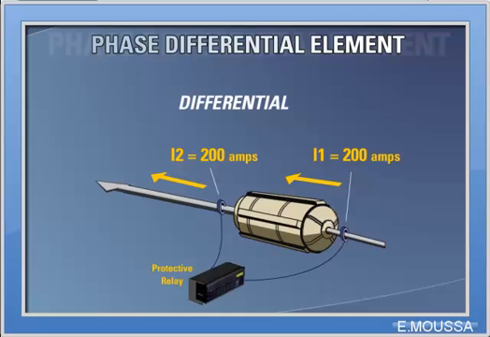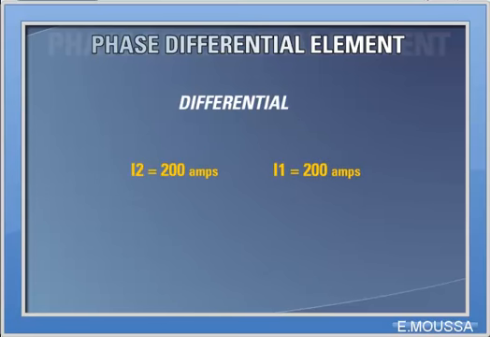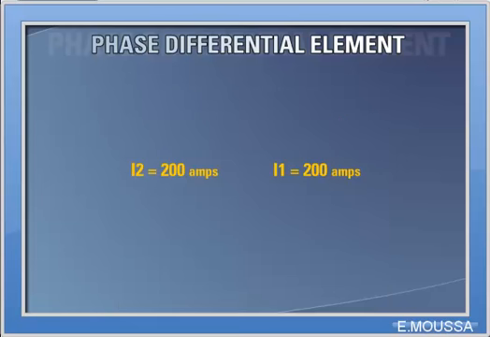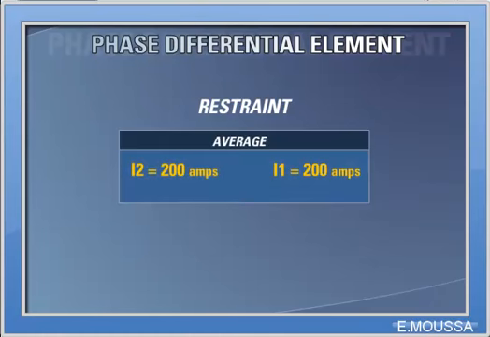Let's assume for the moment that our CTs are ideal, that is, having no error. Therefore, the CTs on both sides of the generator measure 200 amps. If the CT secondary currents are viewed on a phasor diagram, we will see the currents will sum to 0, resulting in a differential of 0. There are many accepted ways of calculating the restraint signal. In our example, we will use the average of I1 and I2.